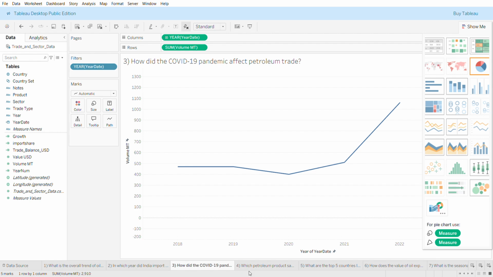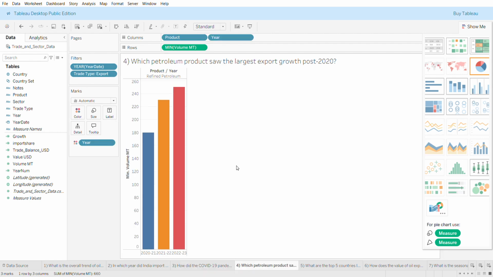And the next question is the fourth one. Which petroleum products saw the largest export growth post 2020? Here I analyzed export volumes by product after 2020 to find the largest growth, using a bar chart to compare growth across products. Refined petroleum exports increased the most, rising from 180 million tons in 2021 to 250 million tons in 2022, reflecting increased refining capacity and demand.